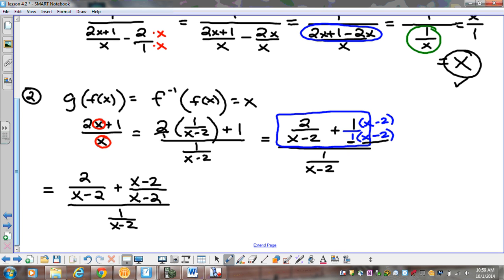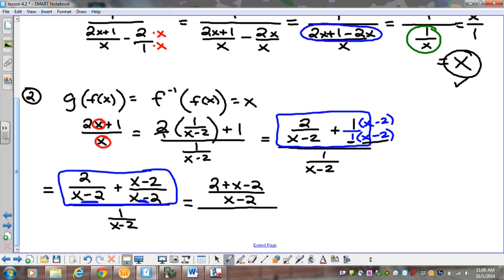So now in my numerator, notice up here, I now have a common denominator, so now I can go ahead and combine those. So 2 plus x minus 2 over my common denominator x minus 2. Now it looks like it was getting ugly, but you'll start seeing it should start cleaning up a little bit. Notice up top, 2 minus 2 is 0. Those cancel each other out. So I'm just left with x over, and I've still got my x minus 2 in the denominator, all that over 1 over x minus 2.